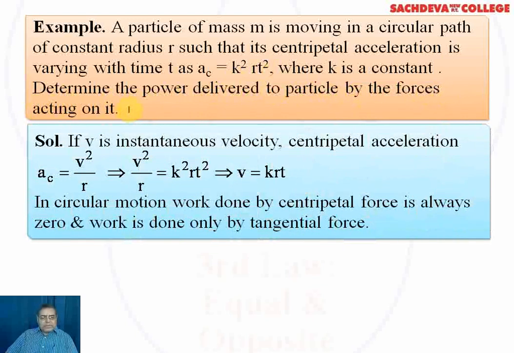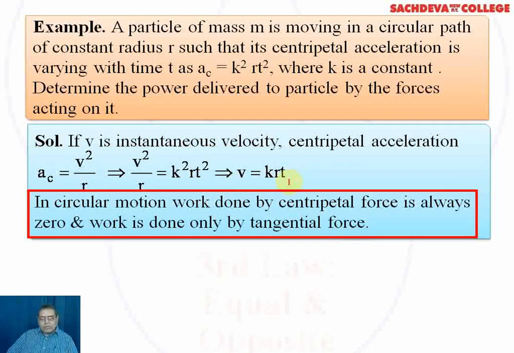Now what we do is, v is supposed to be the instantaneous velocity, that is the velocity at that instant of time. The centripetal acceleration will be v squared over r. For acceleration, it is k squared r t squared. So v squared over r is the acceleration, and we put the value of acceleration from the given question. It should be k squared r t squared. Now we can write that v is equal to k r t.